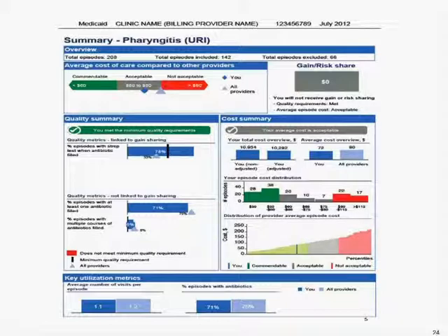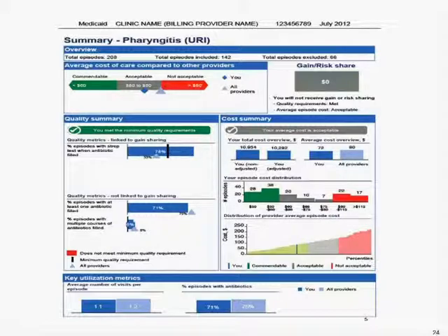The third graph shows the episode cost distribution from green acceptable to red non-acceptable. As you can see from this example, there were some episodes that were in the acceptable range as well as some in the non-acceptable range. Remember, we are looking at the average episode cost. The last graph in this section will give you the distribution of all providers' average episode cost, again ranging from acceptable to not acceptable.